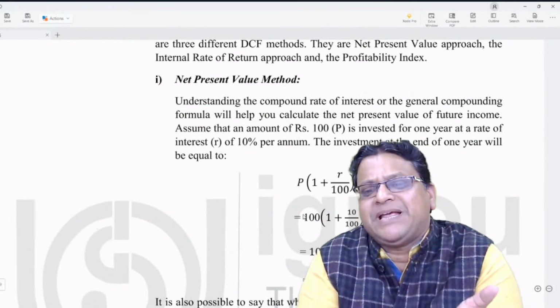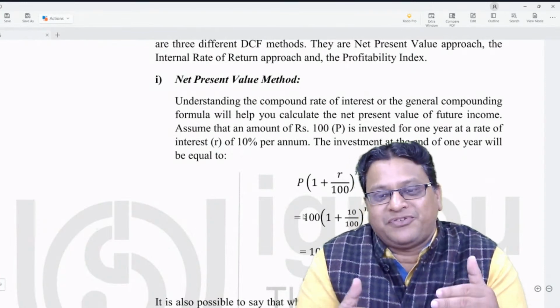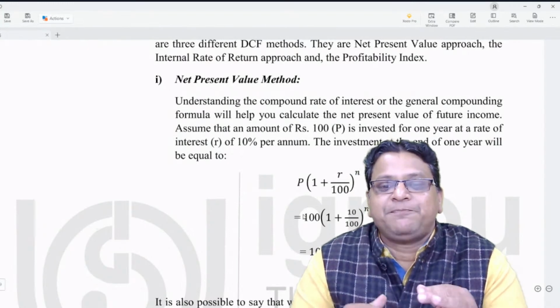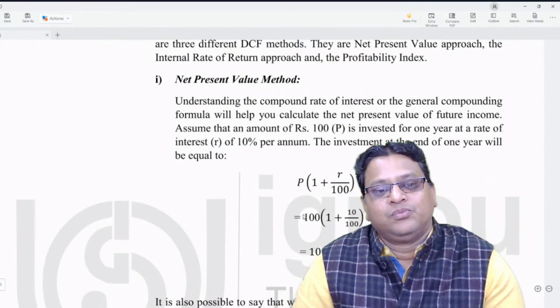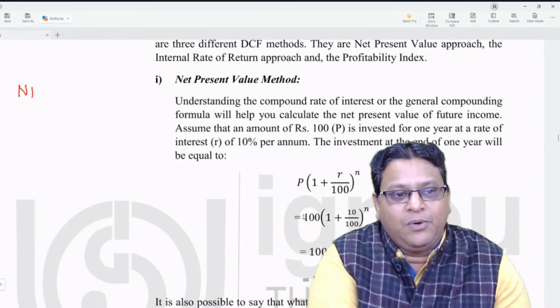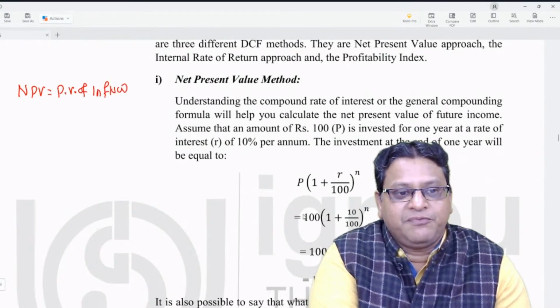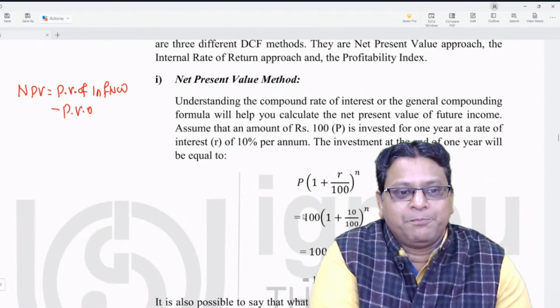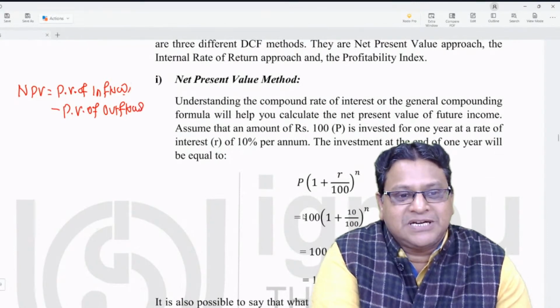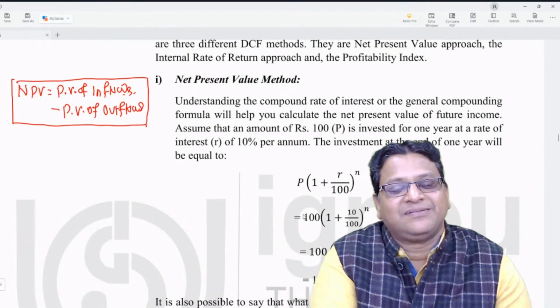NPV simply means it's the difference between present value of inflows and present value of outflow. So NPV is equal to PV of inflow minus PV of outflow. We have to compare the present value of inflows of a project with the present value of outflows of a project, and we have to take this sum.